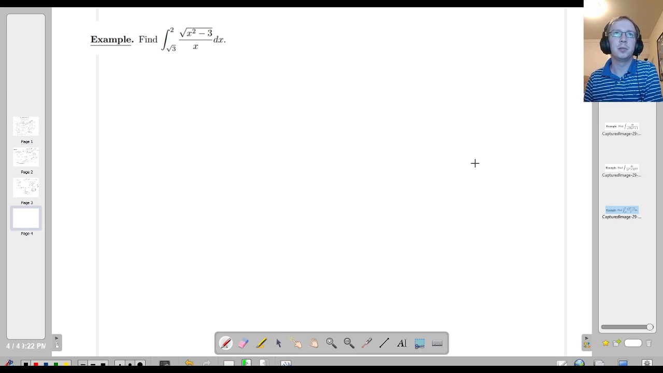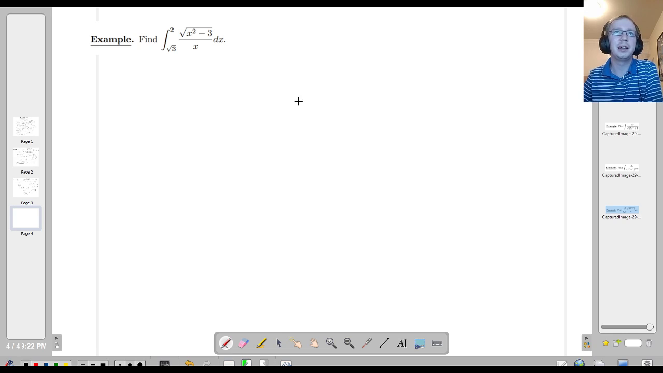So for this last example, I'm going to encourage you to follow along with me. There's kind of a new wrinkle to this one that we haven't seen before. It's going to be another trig sub integral, but this one has limits of integration. So rather than going all the way through to the end and then plugging in our limits of integration, I want to show you kind of a shortcut we can do to make this easier.